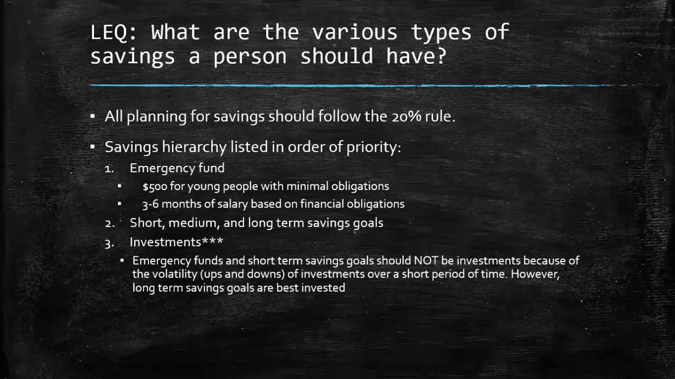When it comes to emergency funds and short-term goals, they should not be investments. They should just be money put in a savings account that you add 20% to every single month. Your long-term savings goal, retiring a millionaire, buying a house, buying a yacht, traveling the world, thing that you're going to accomplish in 5 or 10 years or later, those should be investments in the stock market or other investments.